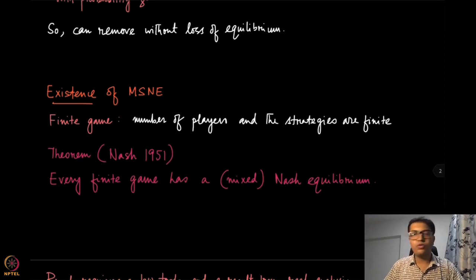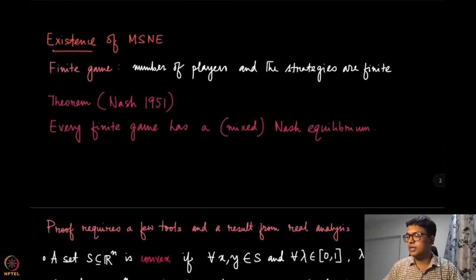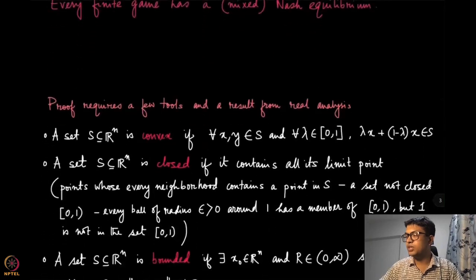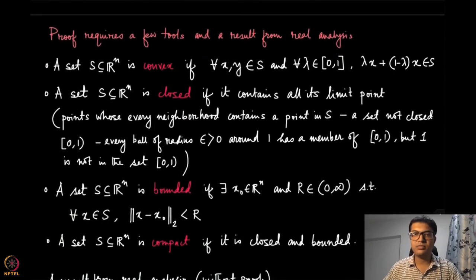Now, this proof is not very difficult. At least we can do it for two players and show it very easily. But I will not spend time going over the proof in the module itself. Rather, I will post a note where you can read each of these steps. But to read that note, certain ideas, some mathematical tools, and some results from real analysis will be needed. That is what I am going to explain in the rest of the time.